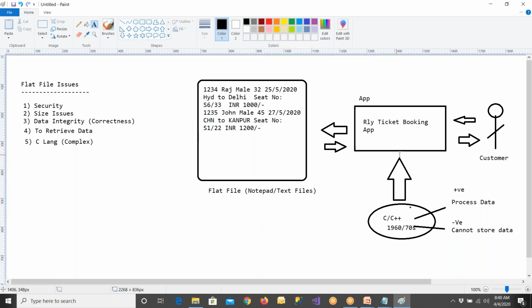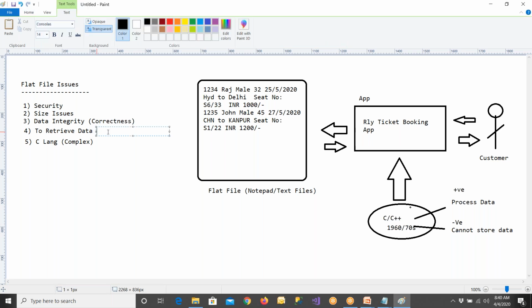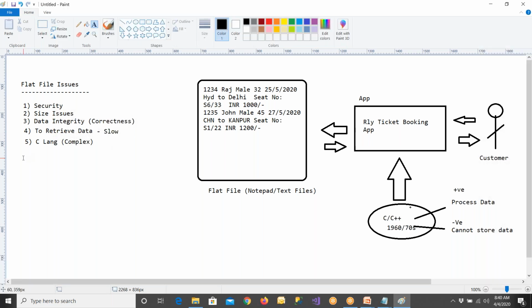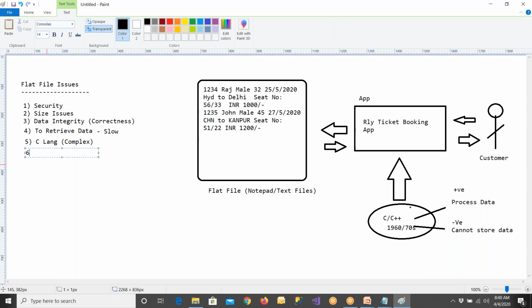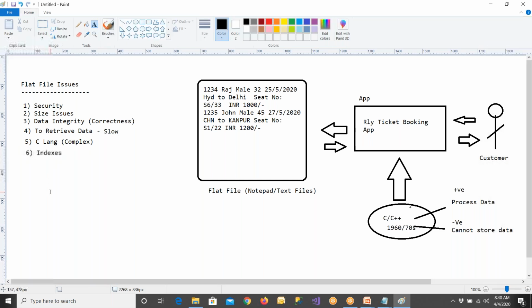At that time, people were completely using C or C++ to interact with the flat file, to store the data, and to retrieve the data. C language or C++, they were very, very complex in nature. And retrieving data is also very, very slow. Why is it very slow? I'll tell you. Because they don't have any kind of indexing. Okay, so they don't have any kind of indexes. If you don't have any indexes, it is a very, very time-consuming process to get the data.